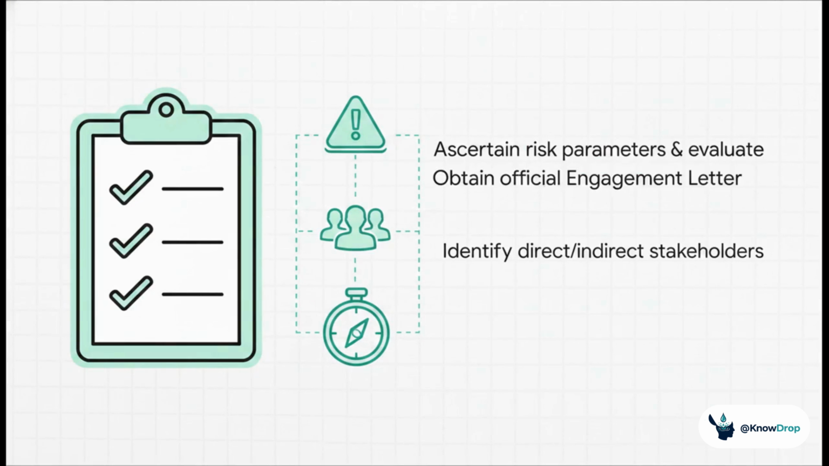Once you know the nature of the engagement, you move straight to FAIS 210 and 220, which cover engagement objectives and acceptance. This is your strict due diligence phase. You must ascertain risk parameters and evaluate the risks of even taking the job in the first place. You also have to identify all direct and indirect stakeholders. Most importantly, you need to ensure a crystal clear scope and outcomes. And if that scope changes midway, it must be documented in writing.